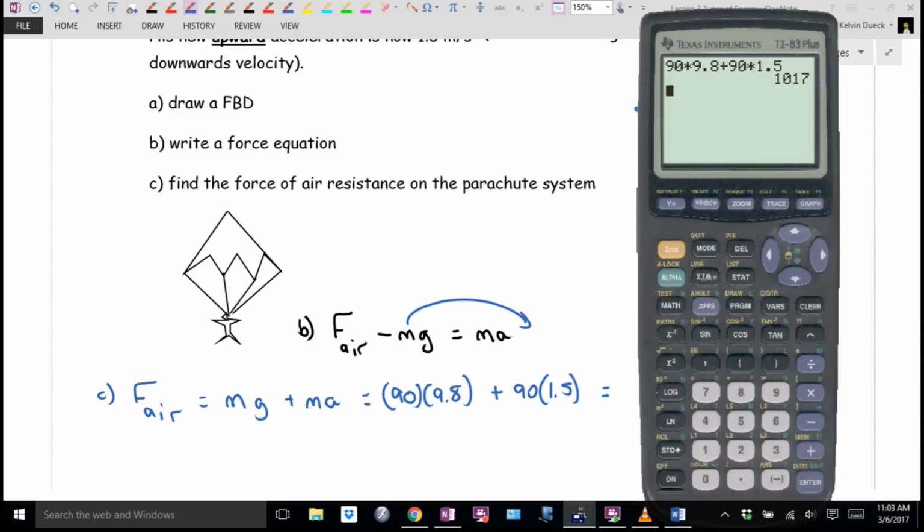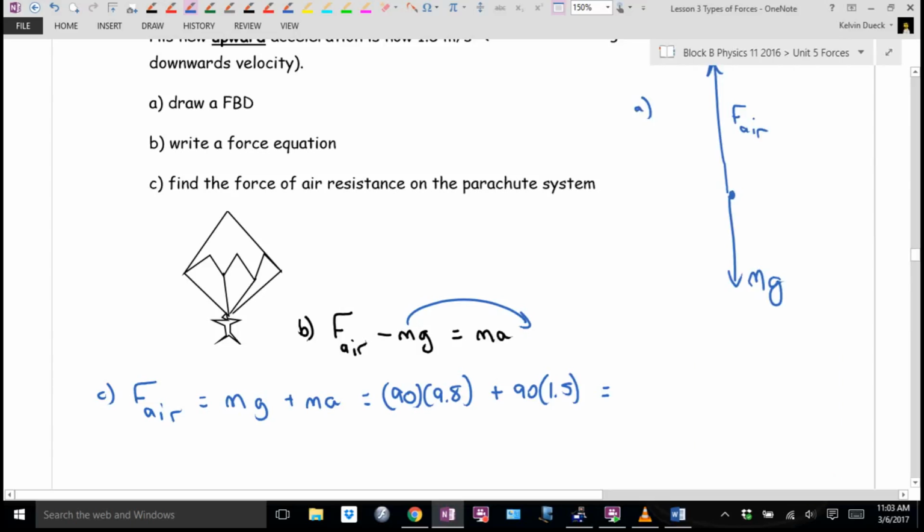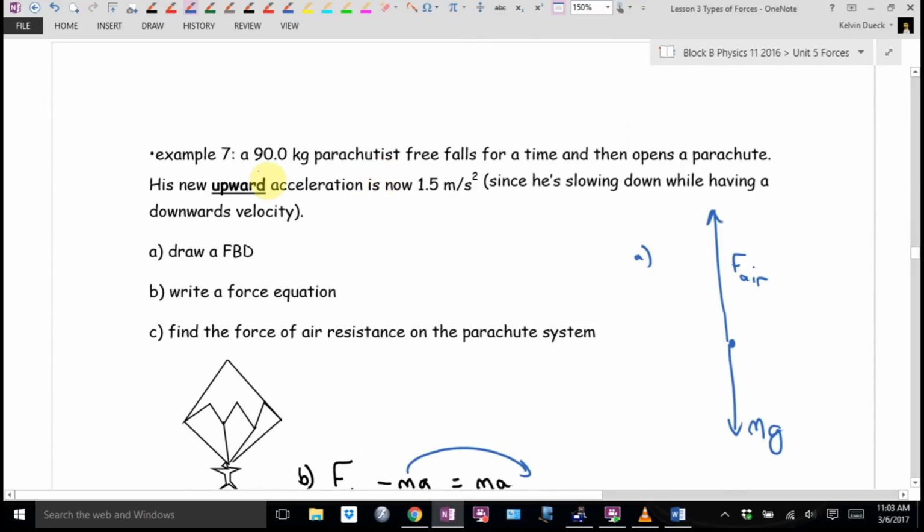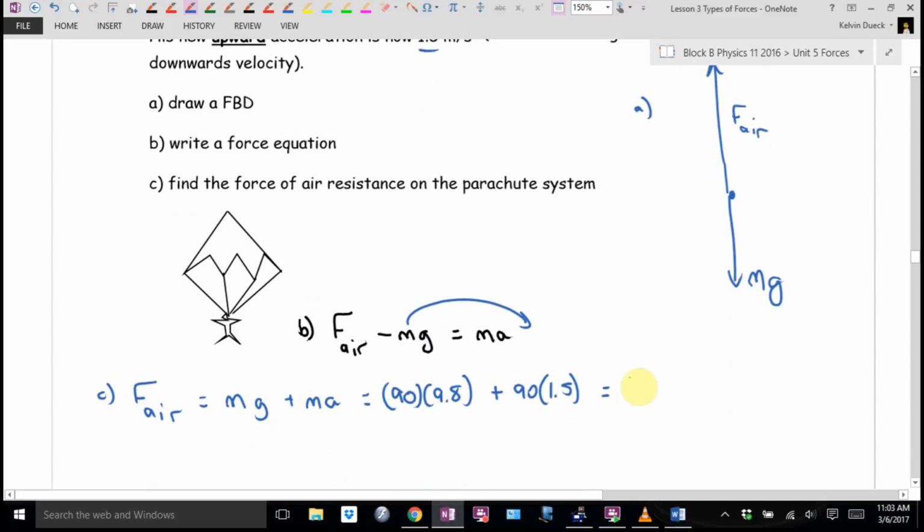I'm going to go to 3. How many sig figs should I go to? I guess 3. Well, 2. You know what? Let's go 1,017 units. Because it's a force.